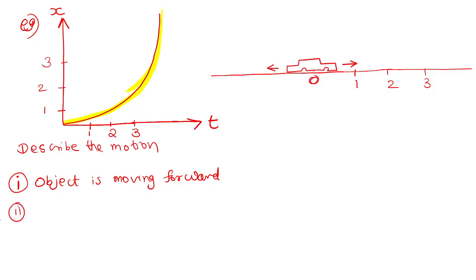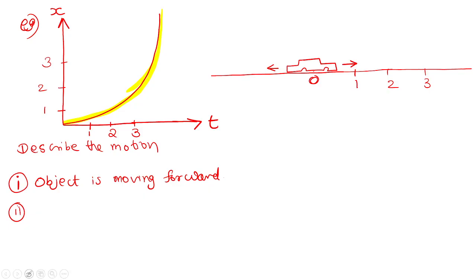To explain the second point, I have to introduce a small mathematical concept. Actually it is in mathematics, but I will discuss it first, then I will discuss the second point. The second point is about the speed or velocity. Is the velocity increasing or decreasing? That is the second point. Whether the velocity is increasing or decreasing, I will explain.